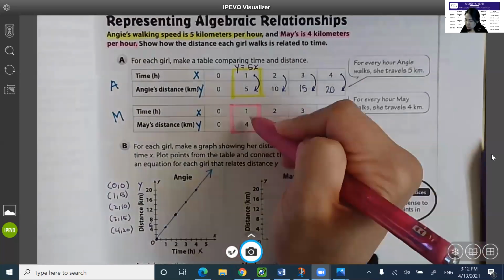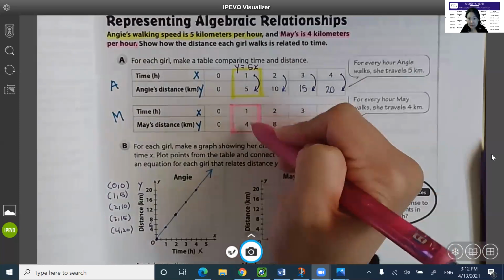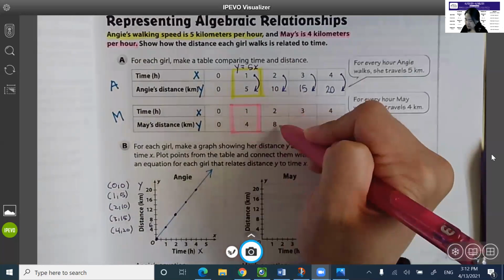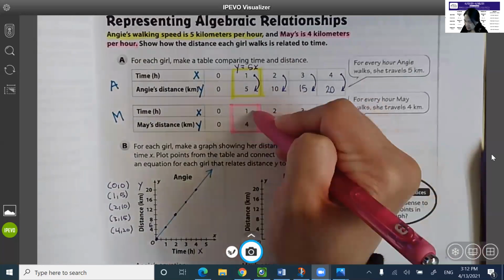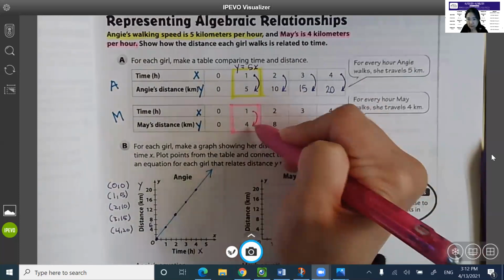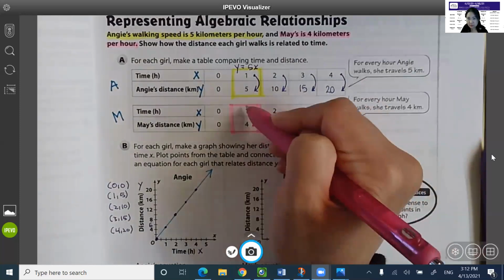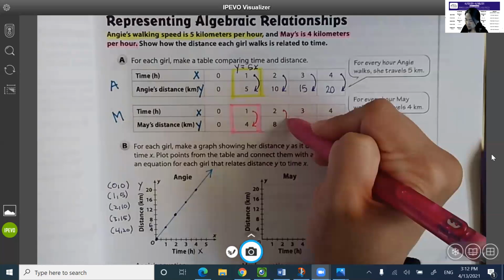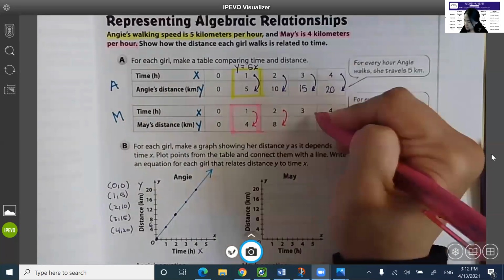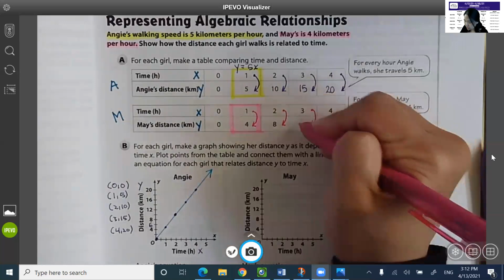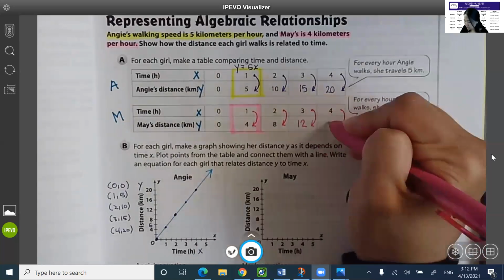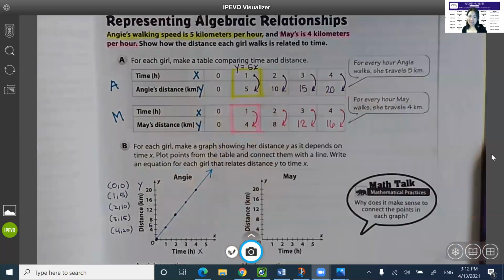What are you doing to this number to get that number? Hopefully you see that this is times 4. Whatever x is, 1 times 4 is 4. 2 times 4 is 8. So then if you do 3 times 4, 12. And 4 times 4, 16.